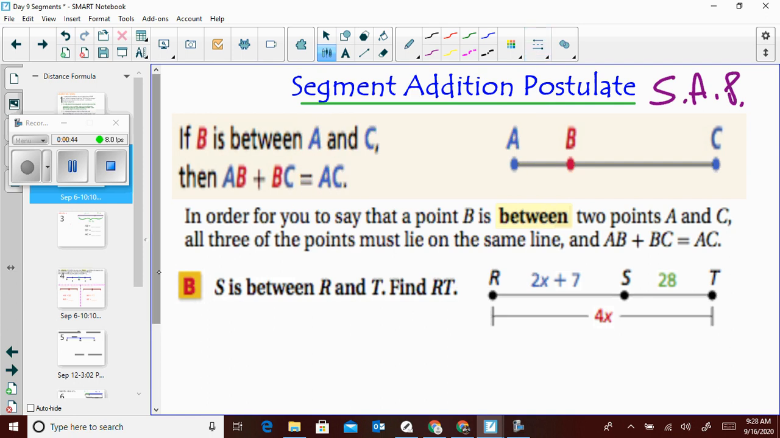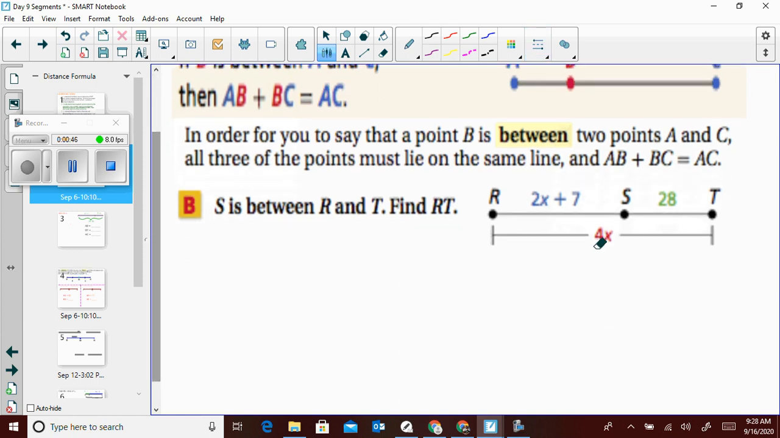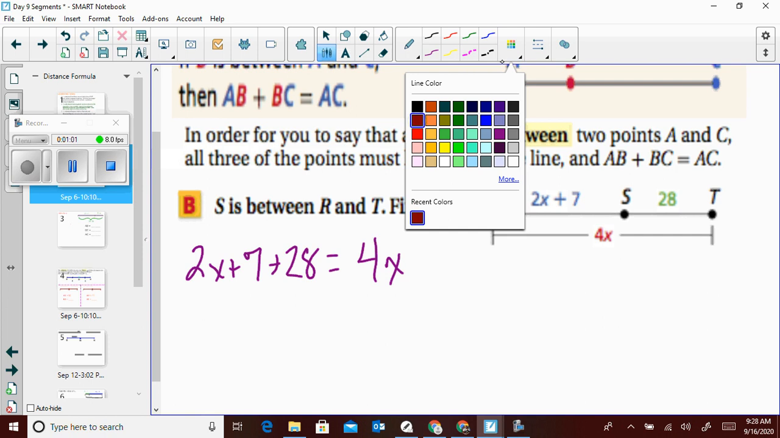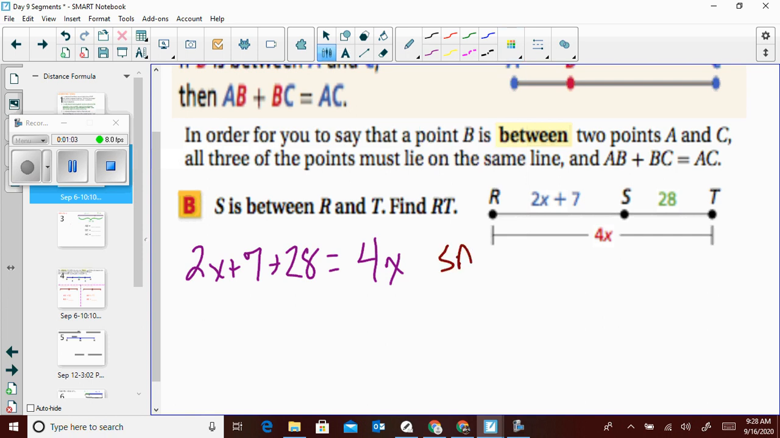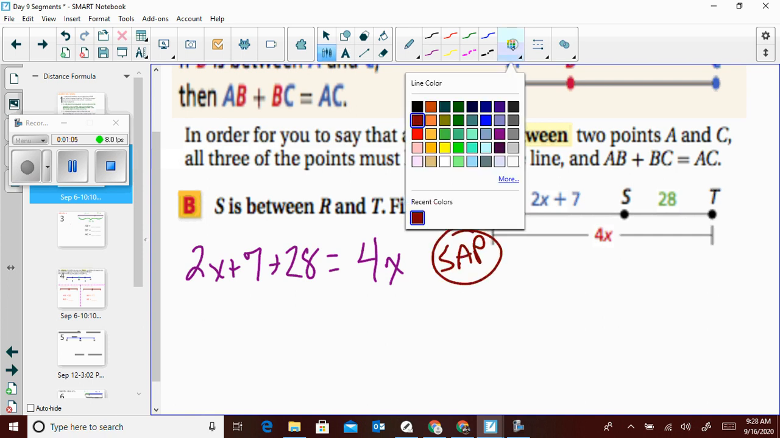So let's look at this example here. We need to solve for x in order to find RT. Well, this plus this equals that. So 2x plus 7 plus 28 is 4x. What allows us to do that? The segment addition postulate.